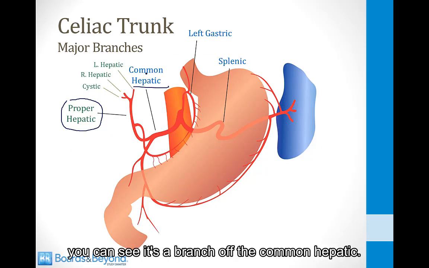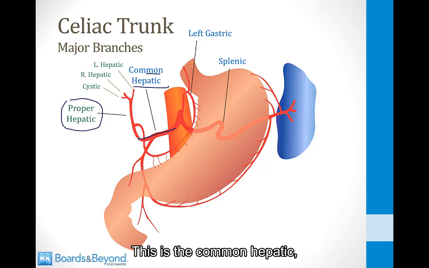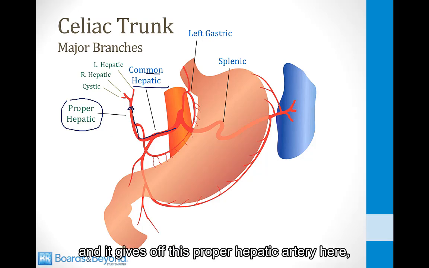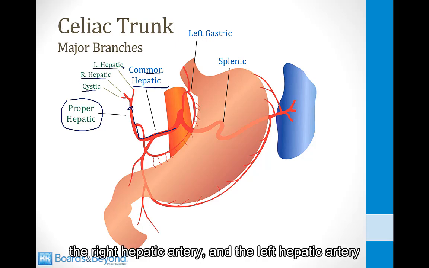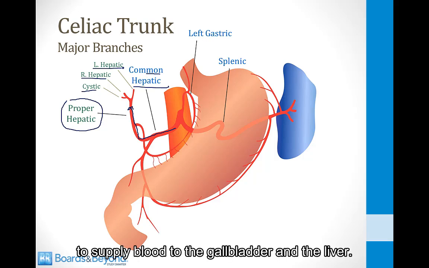You can see it's a branch off the common hepatic. This is the common hepatic, and it gives off this proper hepatic artery here. It then splits into three vessels, the cystic artery, the right hepatic artery, and the left hepatic artery to supply blood to the gallbladder and the liver.